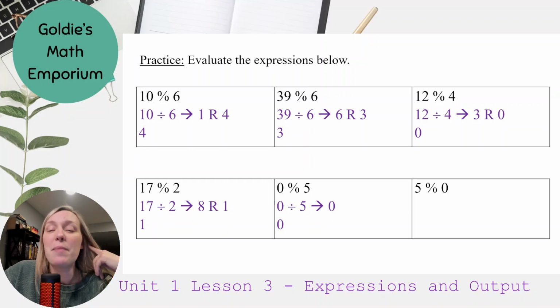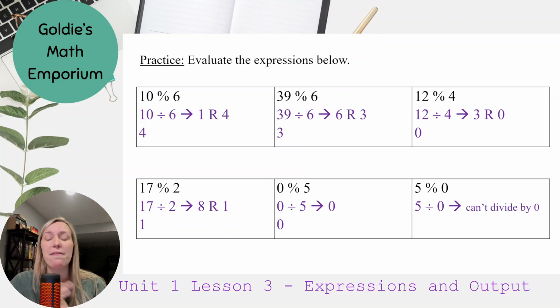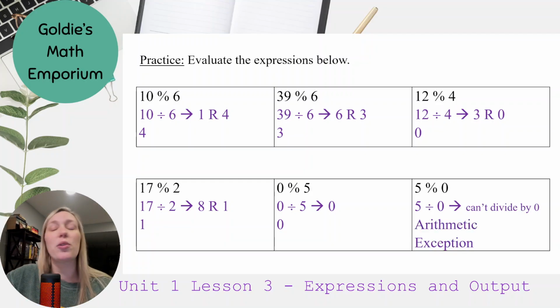Okay. 5 mod 0, you're taking 5 divided by 0. And we just talked about how you can't do that, how that's a no-no. So you'll get an arithmetic exception actually with this because you're trying to divide by 0.